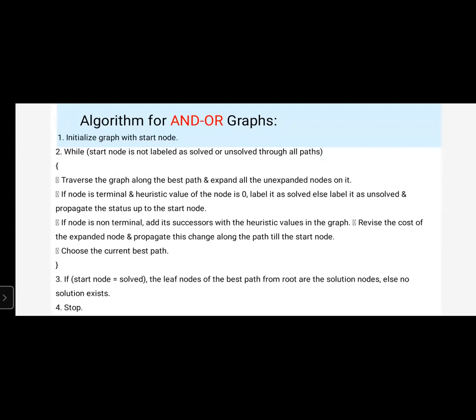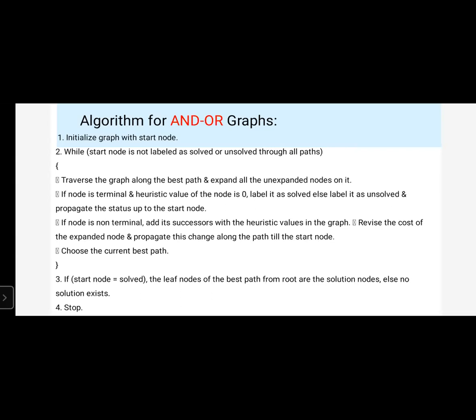So I need to check whether it is a terminal state or non-terminal state. A terminal state means the goal state, that is, if a particular node is considered a goal node, then it is known as a terminal node. Non-terminal means non-goal state. Add its successors with the heuristic values of the graph. The successors of that non-terminal node, with their heuristic values in the graph, are to be added.